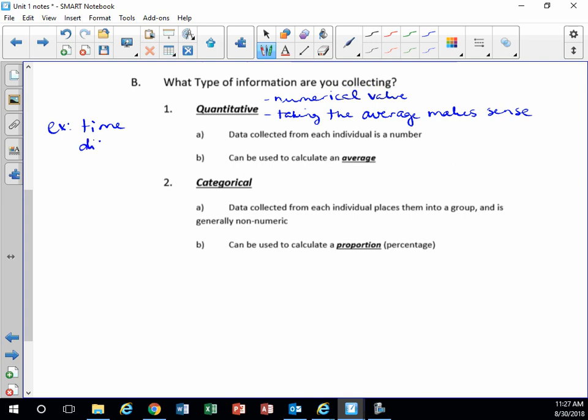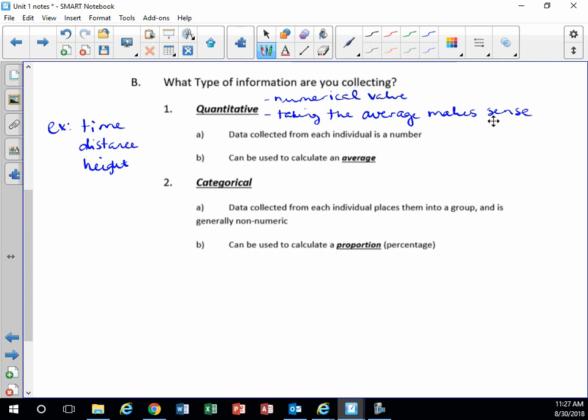Distance. Height. So sometimes you can think of it as something that you can measure as well. That's another way to look at it. Okay. All right, then we have categorical. It's what it sounds like. You can put it into a category.